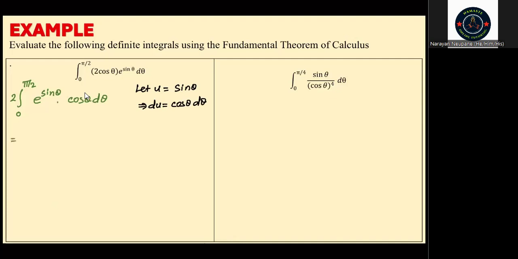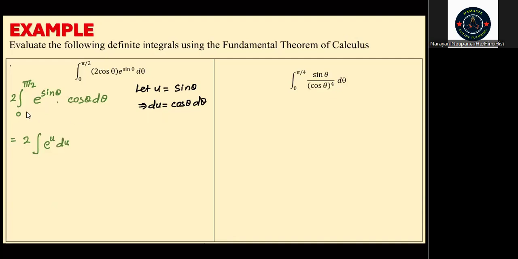So if we do that, let's see what happened. 2, I'll take care of the limit in a second. So e to the sine theta is u. So that will be e raised to u. And then cosine theta d theta is du.